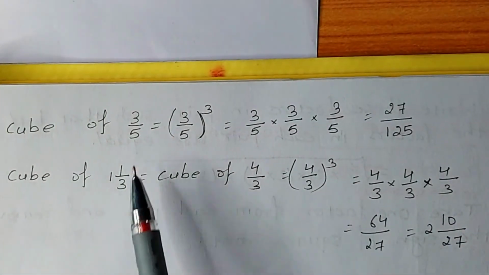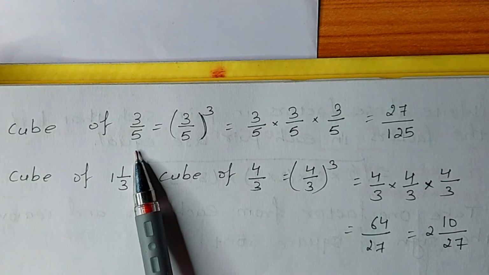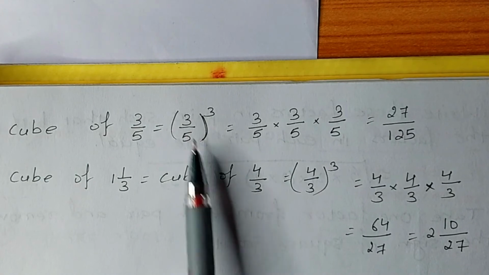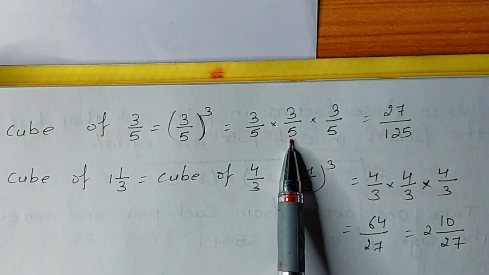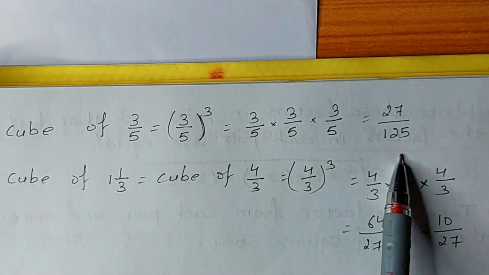Cube of 3 by 5. 3 by 5 is a fraction, so its cube means its whole power 3. 3 by 5 is under a bracket, whole power 3. So 3 by 5 into 3 by 5 into 3 by 5, that is 27 by 125.